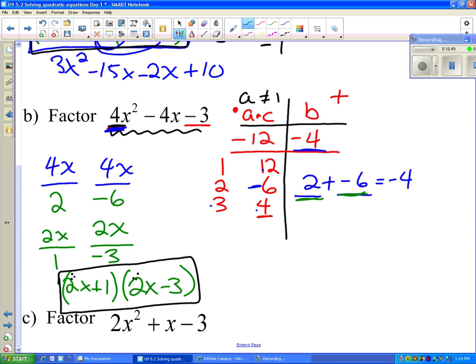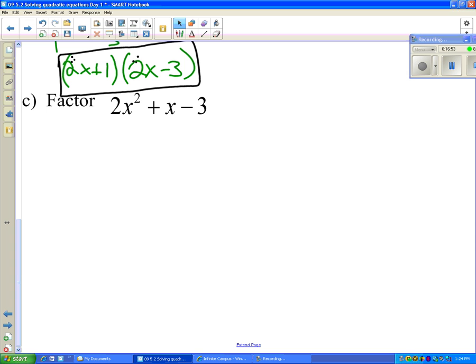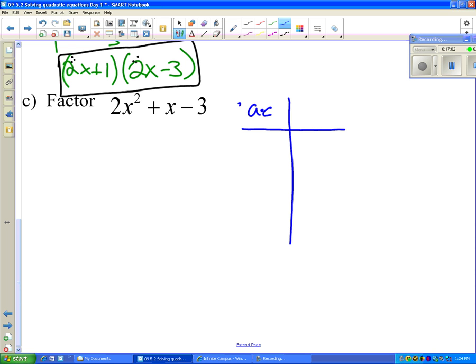I'm going to do one more example, letter C. Again, A is not equal to 1, so I have to use the California method. A times C, what multiplies to be A times C, and what adds to be B. A times C is 2 times negative 3, which is negative 6. And my B is this hidden 1 right here. What multiplies to be 6? Well, that's 1 and 6, 2 and 3.